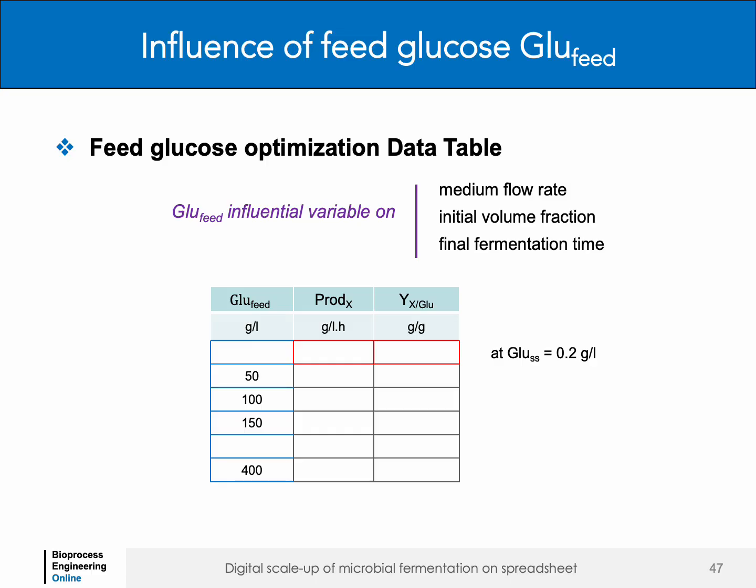table. The table includes, in the columns, the calculated values of fermenter productivity, Prod X, and glucose-to-biomass conversion yield Yx over GLU, at GLU-SS equals 0.2 grams per liter. And in the rows, increasing GLU feed concentrations ranging from 50 to 400 grams per liter.